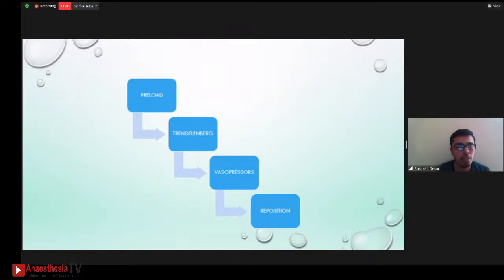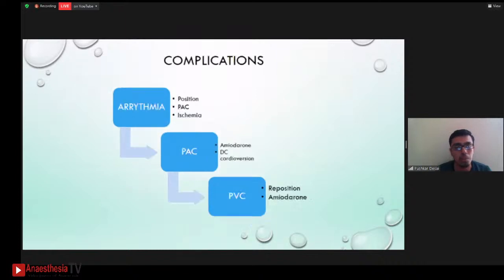Coming on to the hemodynamic management during hypotension. As I said, adequate preload has to be maintained. We can give the Trendelenburg position to the patient, use alpha agonists like phenylephrine, use judicious vasopressors like noradrenaline infusion, and of course if nothing happens, we can reposition the heart and give some time to the heart to stabilize.